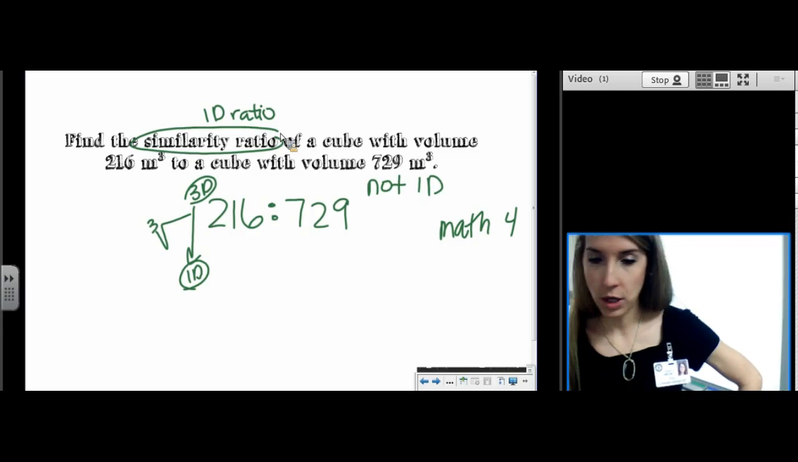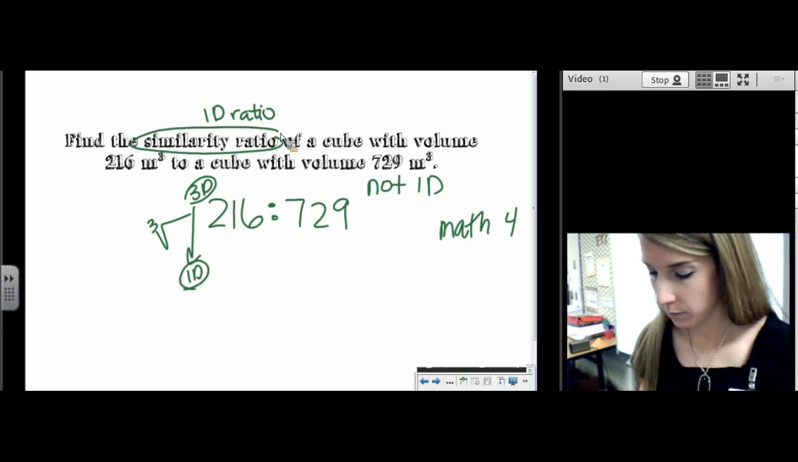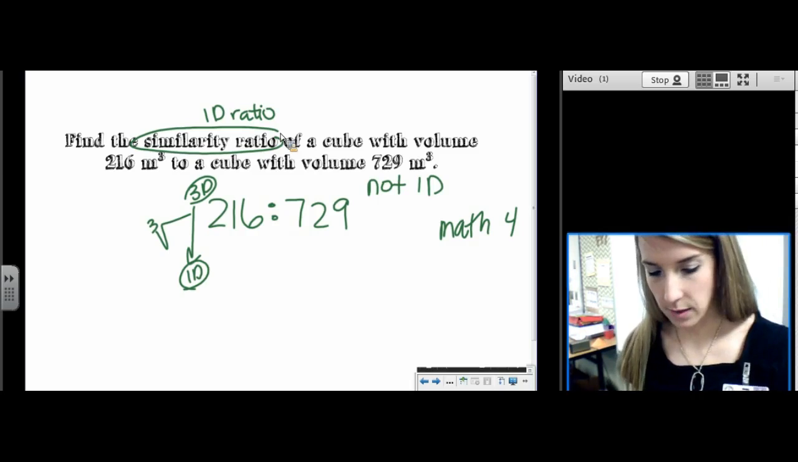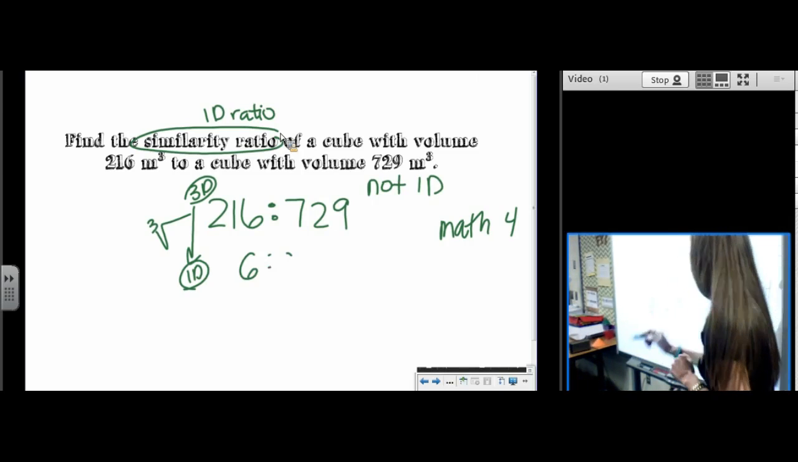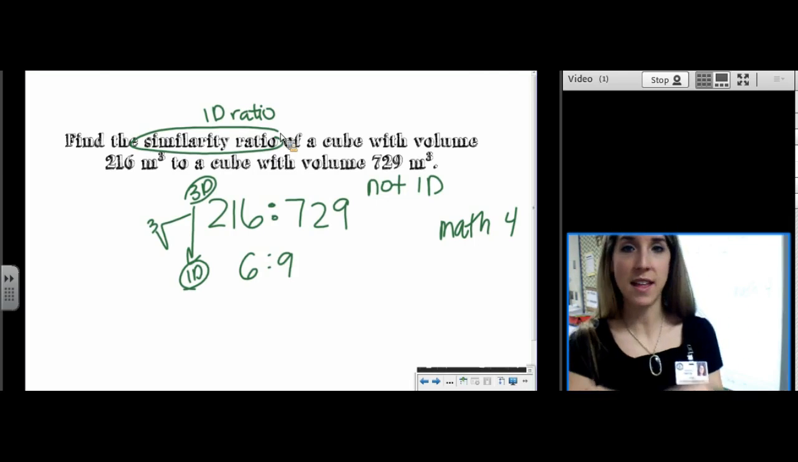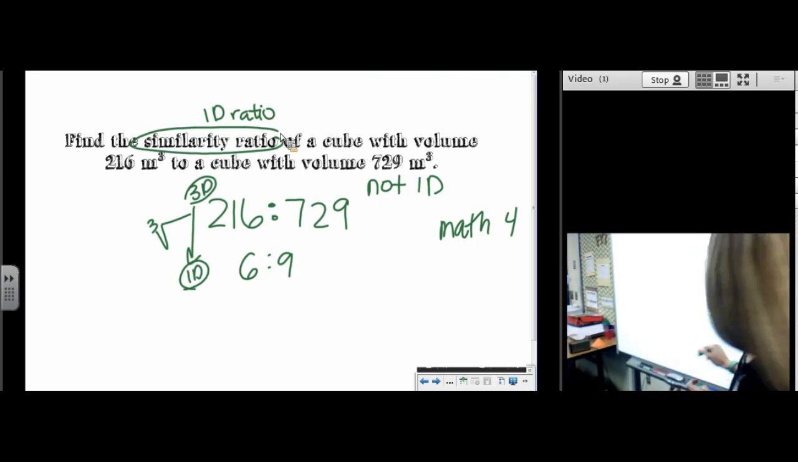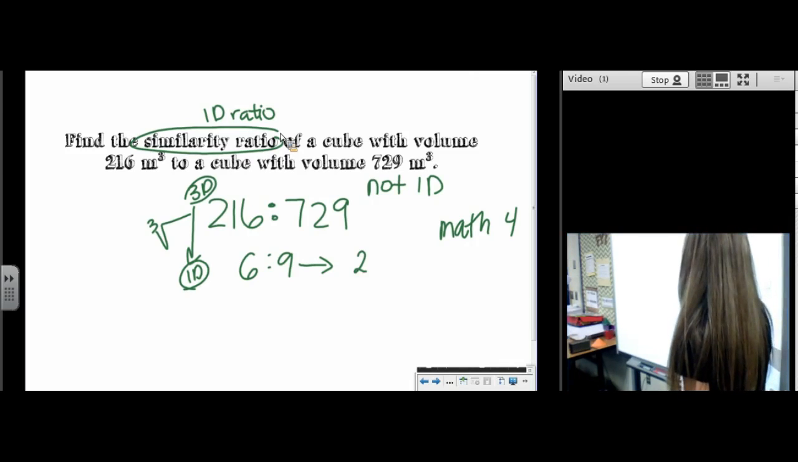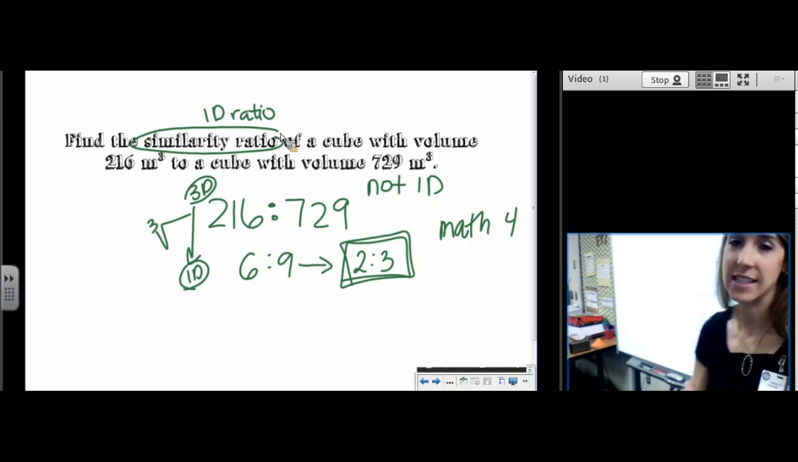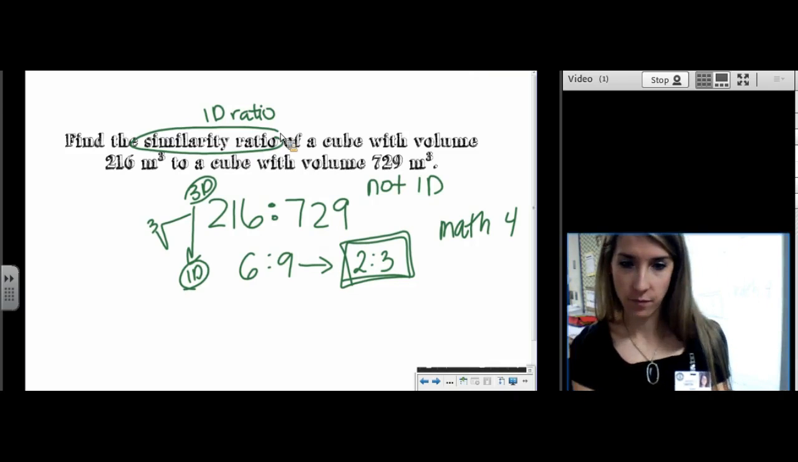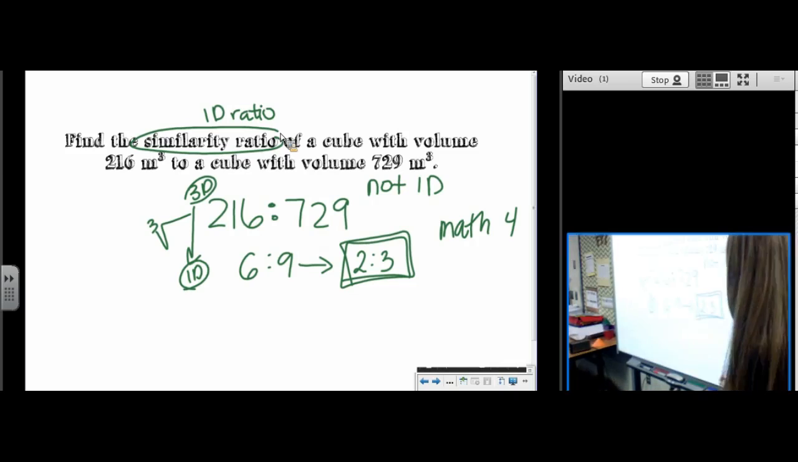So when you cube root both of those, I think you get 6 to 9. Does that sound right? This would not be the final answer. You cannot stop there. You don't put that in the blank. That is not the final answer. So you, of course, simplify that to 3. So this would be the final answer. That is the similarity ratio. Done. 3D to 1D.